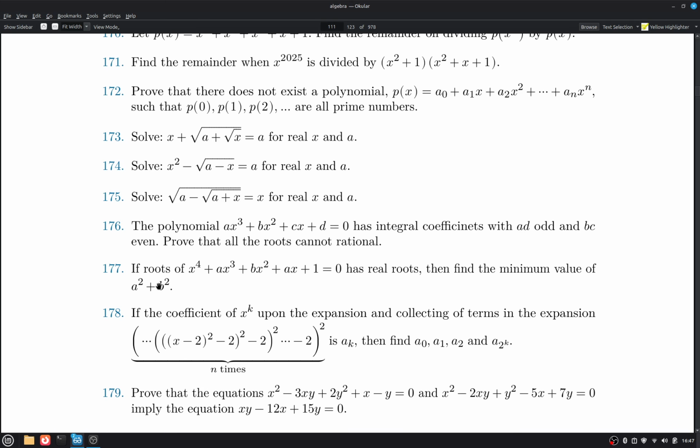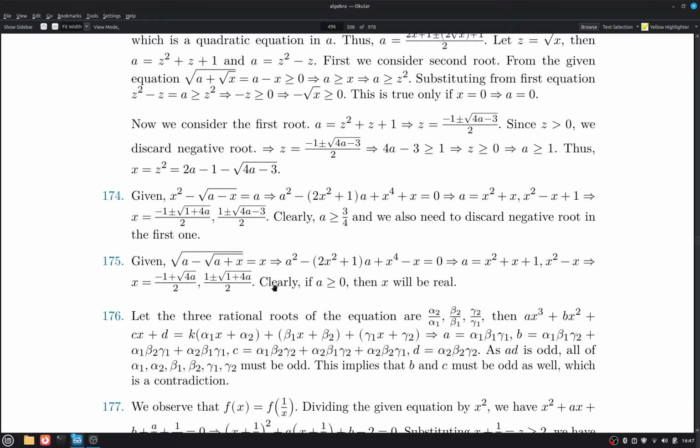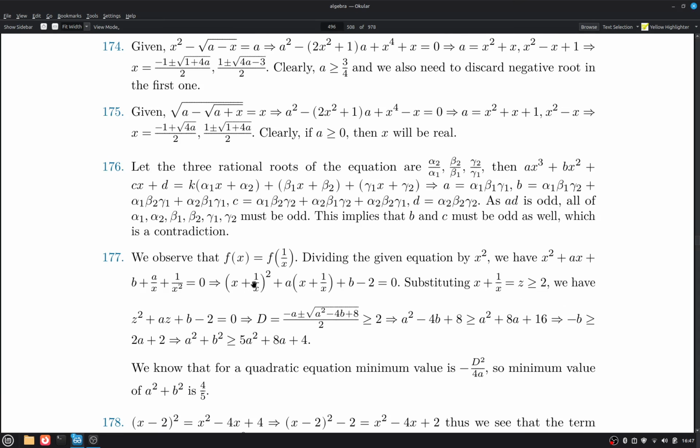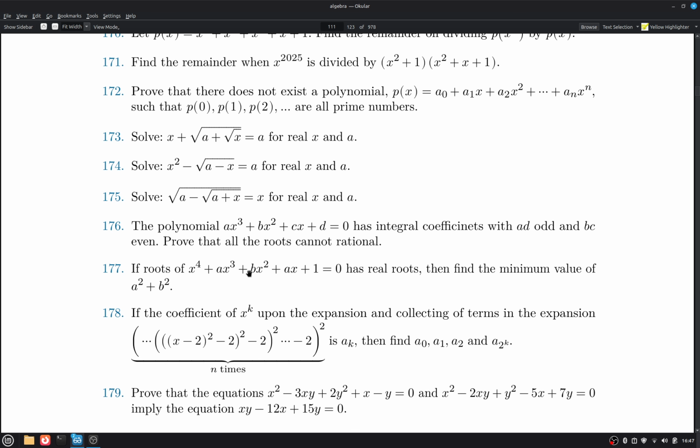Question 177 says that if x to the power 4 plus x cube plus bx square plus ax plus 1 is equal to 0 has real roots, then find the minimum value of a square plus b square. So this can be a tricky problem because we have to observe something. If you look at this equation, it's a symmetric equation.